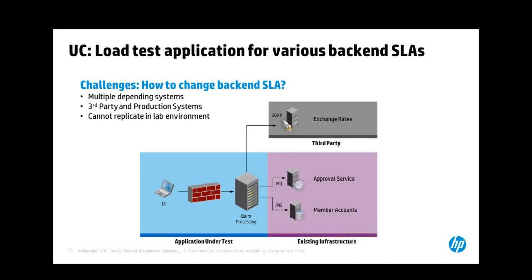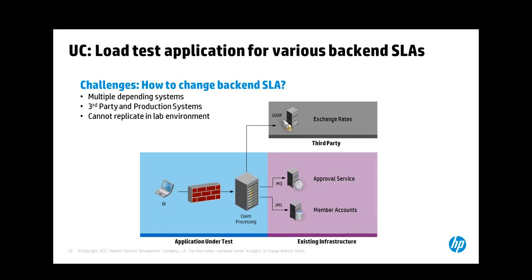So let's say we have our application under test that is a composition of UI, and it is using some of the services on the backend. So, the typical diagram Ferhan showed in one of the early slides. So we have the approval service, member account service. We have also a third-party service in this.